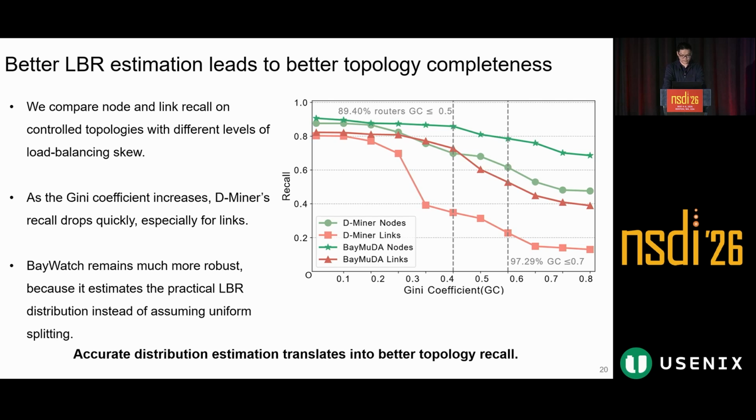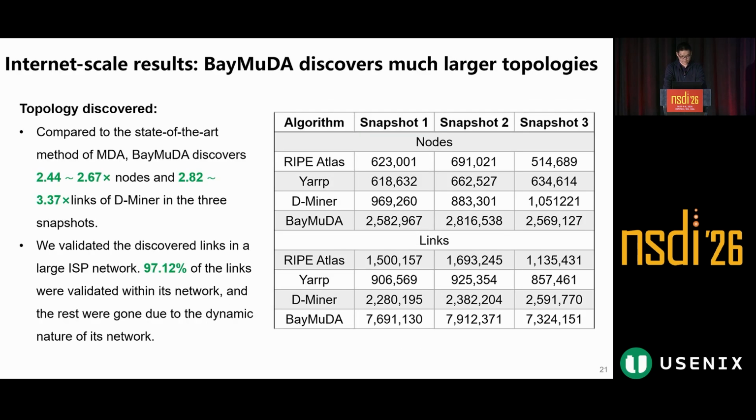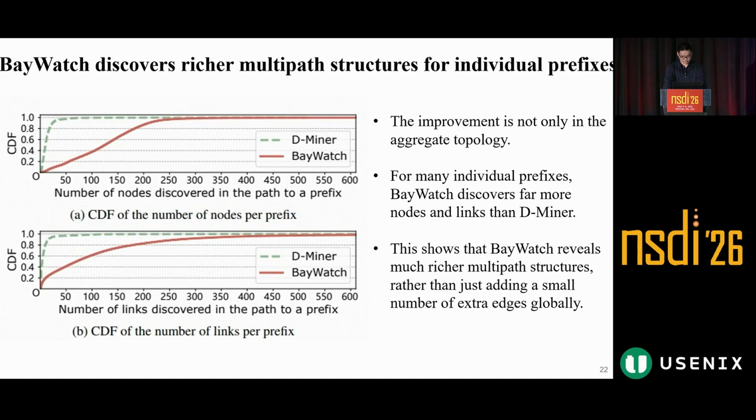And the next question is the completeness at the internet scale, where we deployed BayWatch. Compared to the state-of-the-art method, MDA, BayWatch discovers 2.5 times the nodes and 3 times the links of D-minus in the 3 snapshots. The improvement is not only in the aggregate topology. For many individual prefixes, BayWatch discovers far more nodes and links than D-minus. This shows that BayWatch reveals much richer multipath structures rather than just adding a small number of extra edges globally.